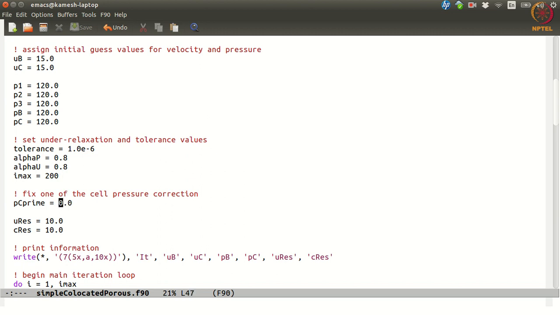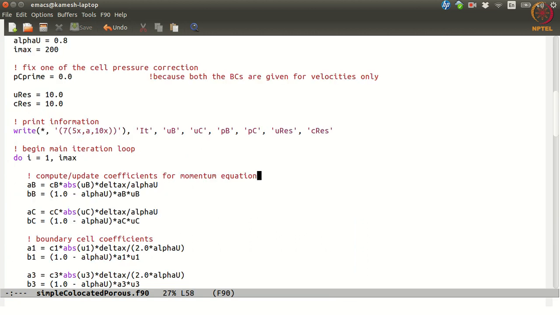Again, we have to fix BC prime, because both the boundary conditions are given for velocities only. As a result, we fix BC prime, and then initialize the U residual and C residual to some arbitrary values. Then we have some print statements: as we progress, we want to print the iteration, UB, UC, the velocities and the pressures at the cells, and we also want to print the momentum residual and the continuity residual.